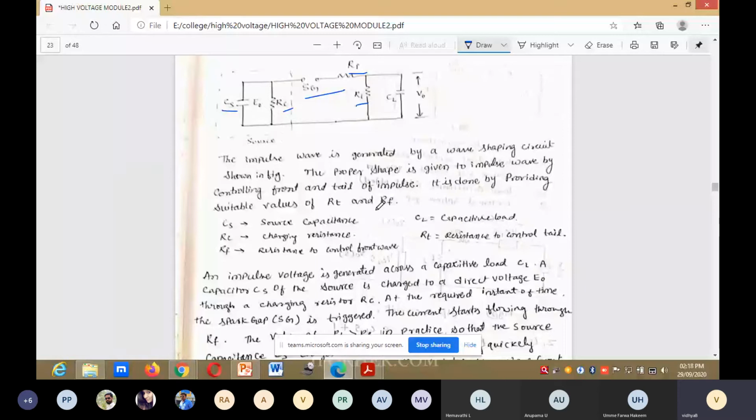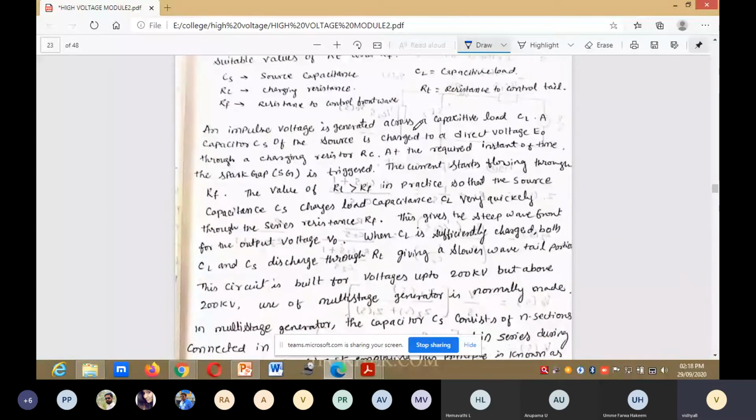How can we control the shape of the impulse wave? We can control it by using the front and tail of the impulse, by taking suitable values of RT and RF. What do we mean by RT and RF? RT is the resistance to control the tail and RF is the resistance to control the front wave. RC is a charging resistance, CS is a source capacitance, and CL is a capacitive load.